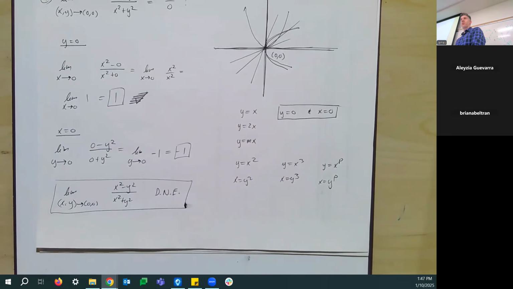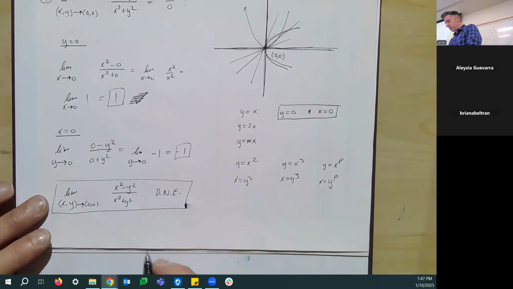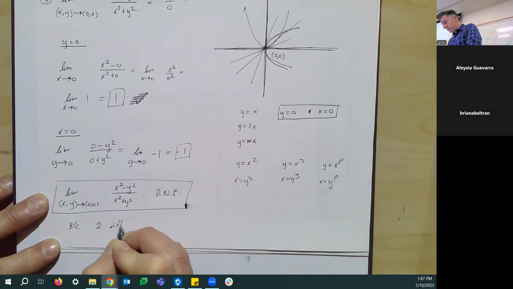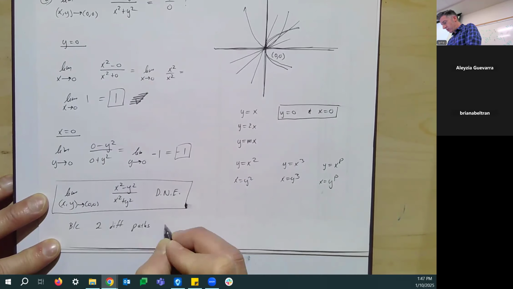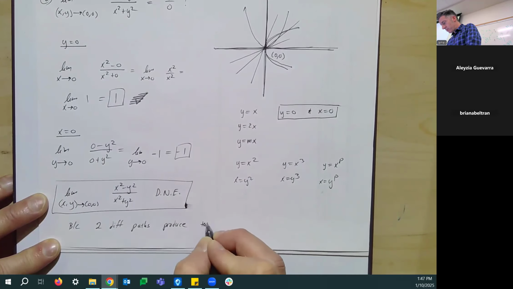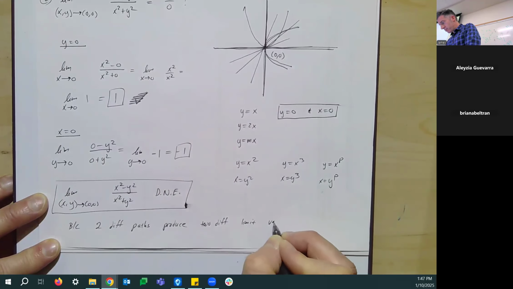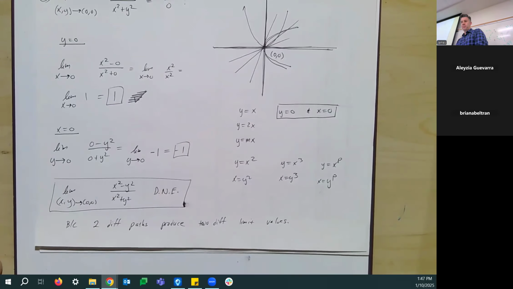If you wanted to write more words, you could. The words I write is because two different paths produce two different limit values. So that's kind of the typical gist for these limits: you're trying to see if you can find different paths that give you different values.